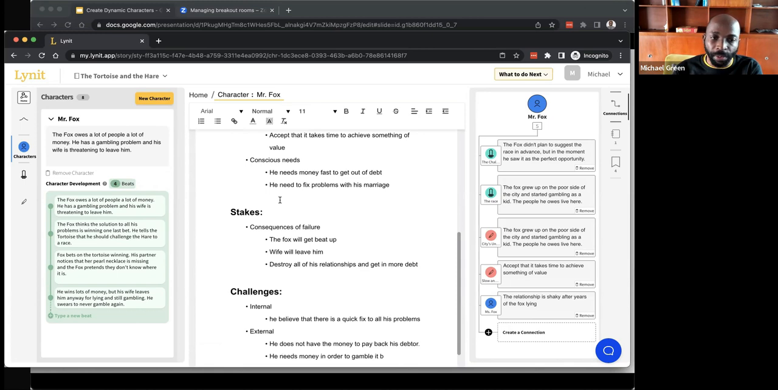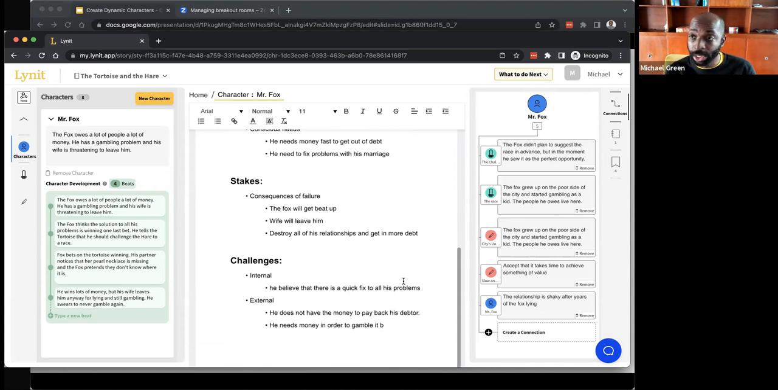And then for the stakes, the fox will get beat up, that's captured here. The wife will leave him, that's capturing that relationship. Destroy all his relationships and get into more debt. That's more of a general thing, but I would actually capture that it's connected to the slow and steady theme, right? The theme is really trying to say that if you don't appreciate slow and steady, you're going to have consequences. So it's really captured to that.